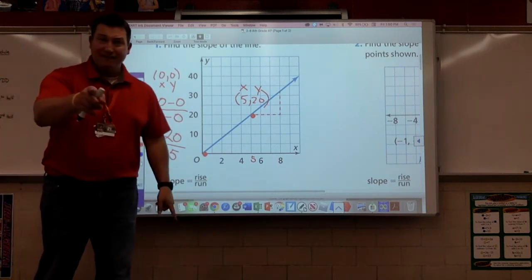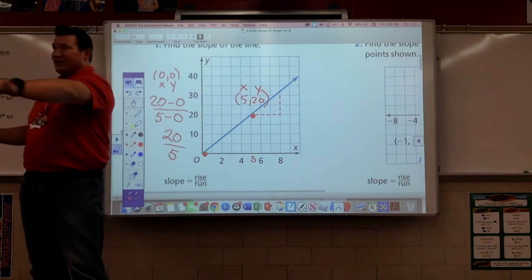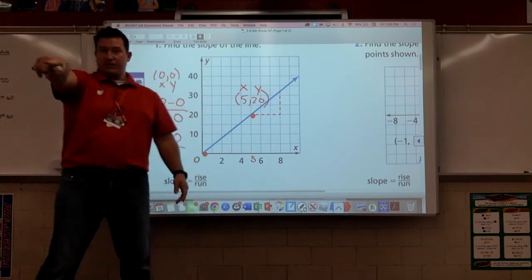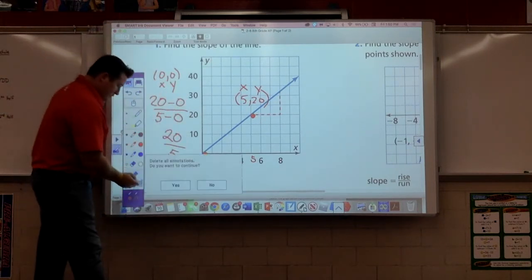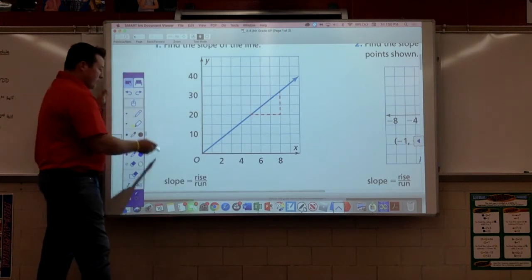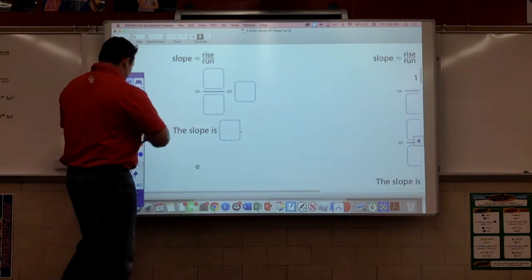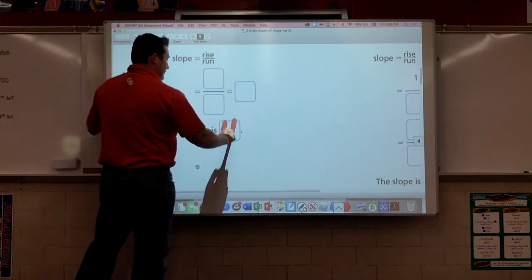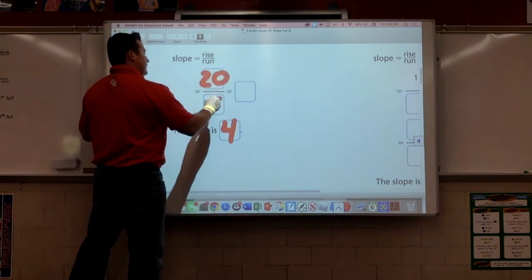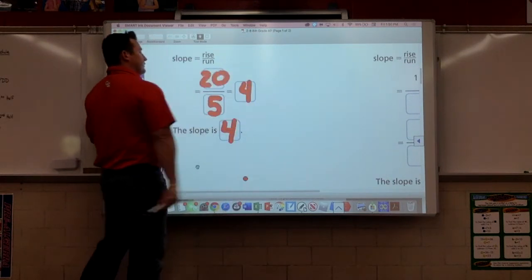20 over 5. 20 divided by 5. Any takers? Juan? I got it. Mr. Noel? Quattro. Quattro it is, guys. Yes, 4. The slope is 4. We had 20 over 5, 4.